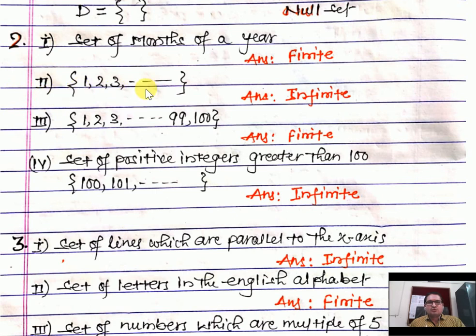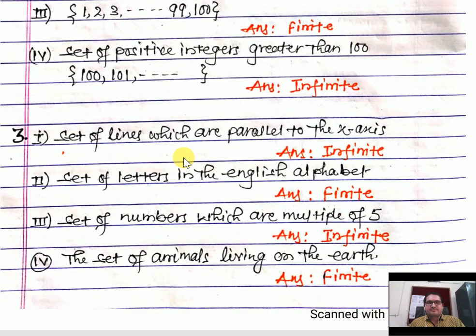Second one, 1, 2, 3 and so on. Means the last value is not written. Okay, so this is infinite. The third one, 1, 2, 3 dash dash 99 and 100. The last value is given, so this is a finite set. Fourth, the set of positive integers greater than 100. The last value is not given. It's greater than 100 but not specified less than. So greater than 100 means 101 and so on. So this is also an infinite set.